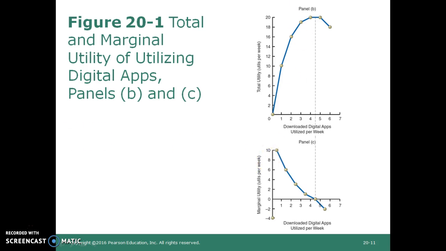When we look at this graph, there's two different panels here. We're looking right here at the marginal utility. You notice whenever the marginal utility is positive, total utility will be increasing. When marginal utility is negative, you'll notice that total utility will be decreasing. When marginal utility is at 0, total utility will be maximized.